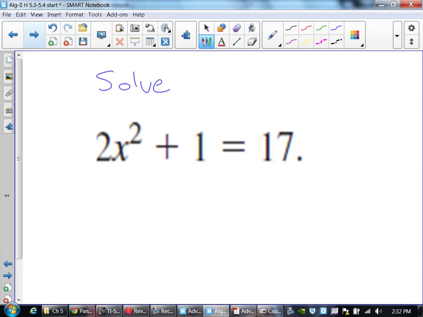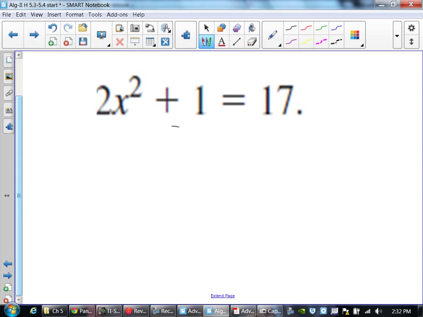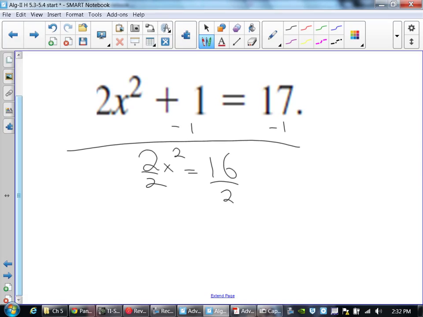What do we do first? Minus 1. Very good. Now what do you do? Divide by 2. You have to move everything away from the variable prior to doing your next step. Square root.